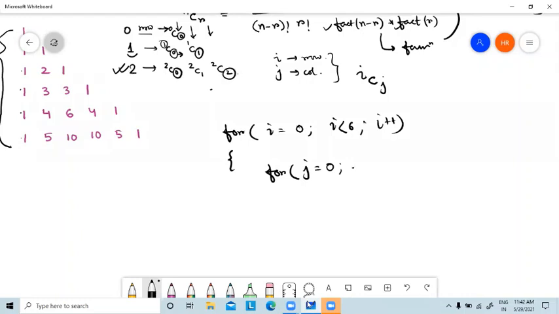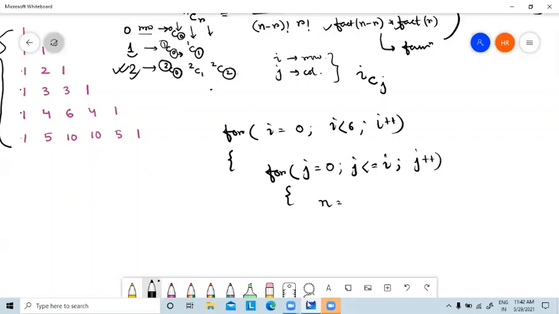So the relation is J less than or equal to I. It is moving up to the maximum value of I. This is I, na? This is I. So it is moving up to the value of I. Then J plus plus. Then inside there, suppose we are using a variable, say n.